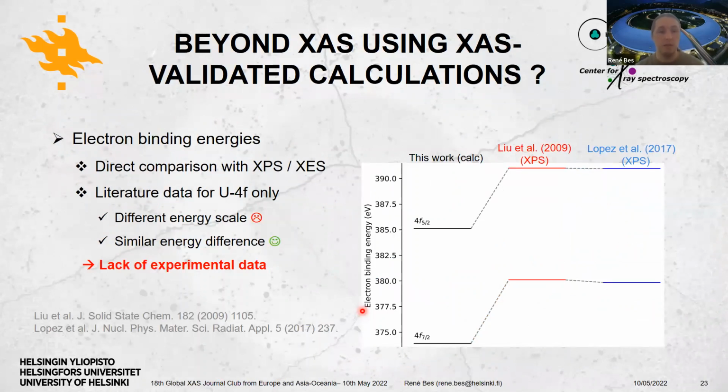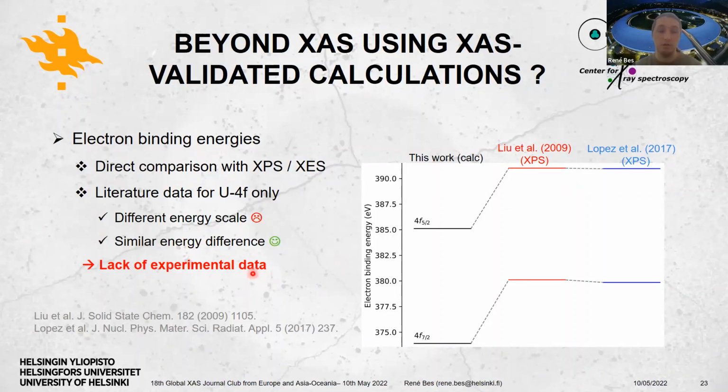Another application would have been to look at the electron binding energies just below the Fermi level. The idea was to compare directly with XPS and X-ray emission spectroscopy data. But for potassium uranate, there was only data for the uranium 4f, which is used in XPS essentially for determining the oxidation state of uranium. There were two studies which were in good agreement with each other experimentally, but with our values the agreement was not very good, essentially because our values have a different energy scale. We give the energy from the Fermi level, while the XPS measurements are usually given relative to one line of carbon, which is used as the energy reference.